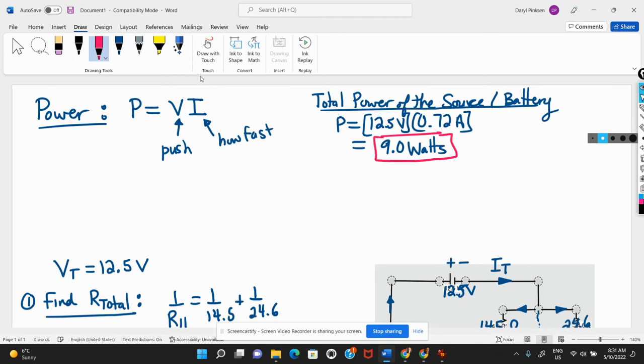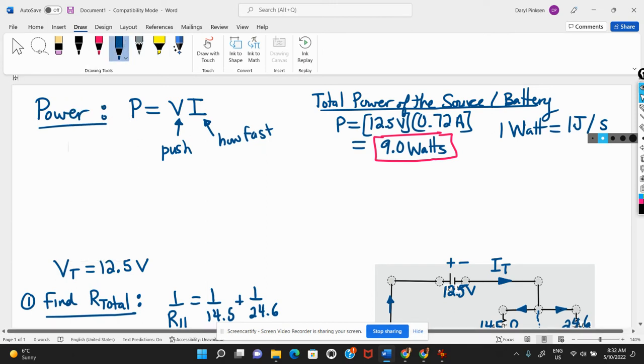The power in your home. If you've got a 1500 watt hair dryer, it means it's converting 1500 joules per second. So remember, 1 watt equals 1 joule per second of energy conversion. By definition, that's what power is: energy conversion per second.